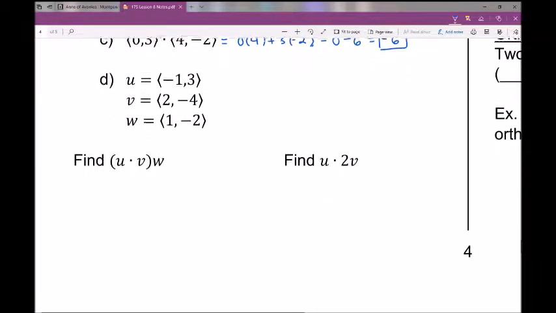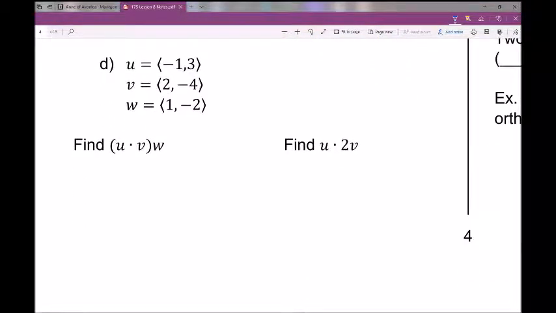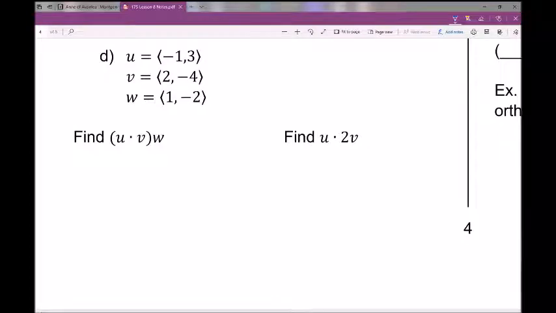So these will require some order of operations, but again, order of operations with vectors is really similar to regular numbers. Okay, so for the first example, we have u dot v multiplied by w. So since u dot v is in parentheses, that's the operation we're going to do first.